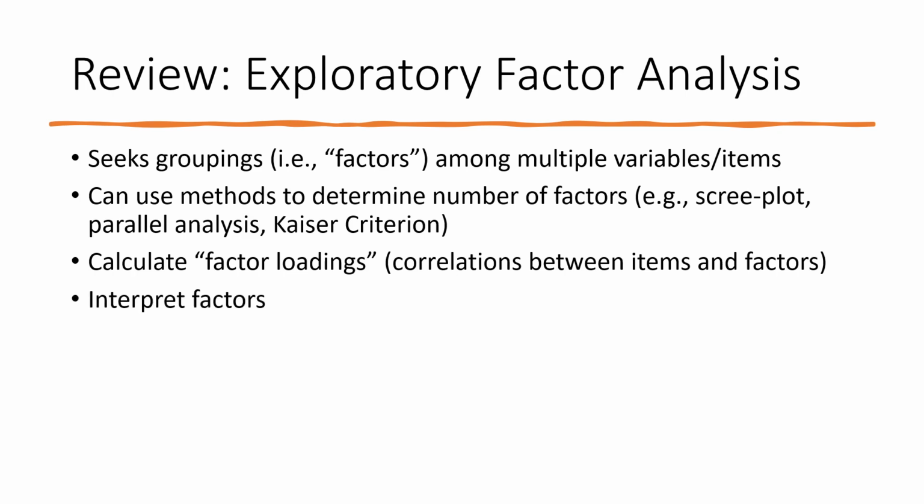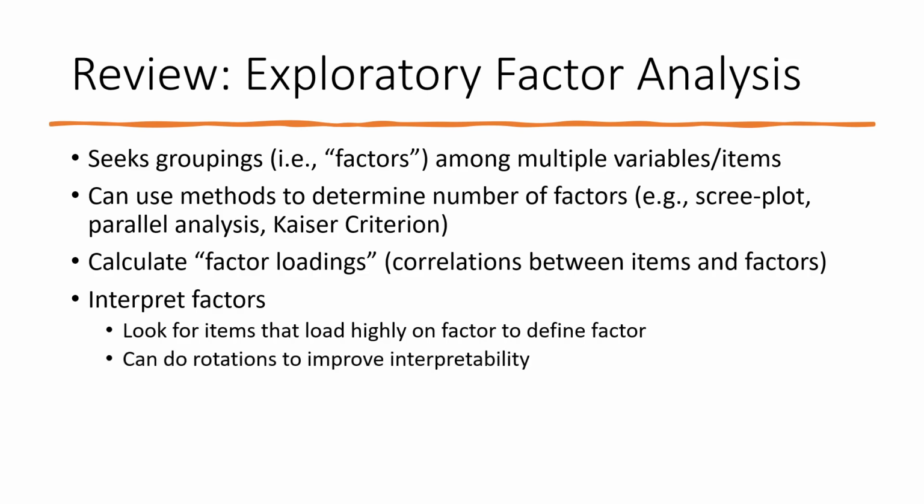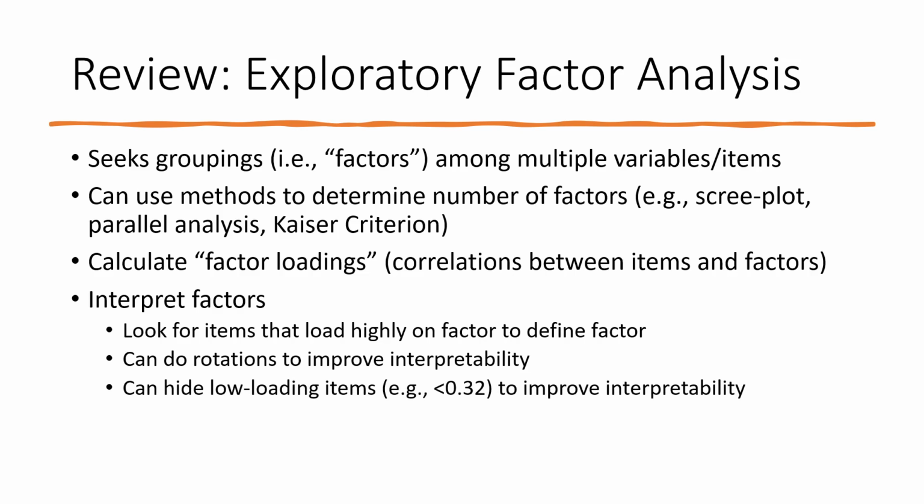And what we tried to do was figure out how many factors we have, look at the relationships between the items and the factors, and then interpret the factors by looking for items that load highly on the factor to determine what that factor is. We could do these rotations I was describing previously to help interpret the factor structure. And one other thing that we did was hide low loading items so that they're not visually distracting. We can kind of see what are the items that are loading the highest on these particular factors and really try to come up with a definition of what this factor is based on what loads highest in it.